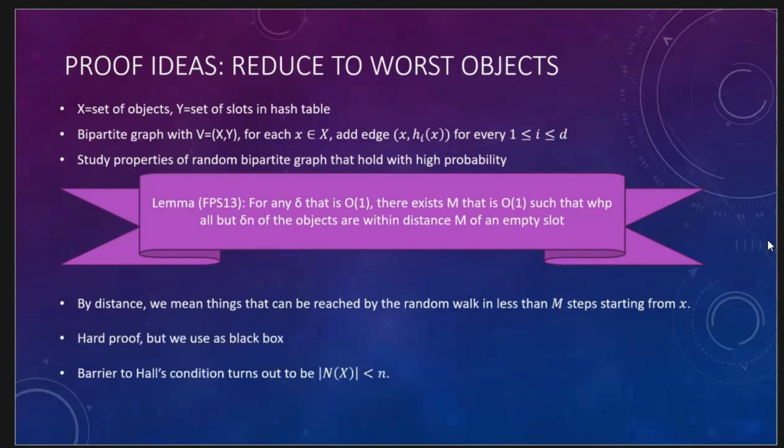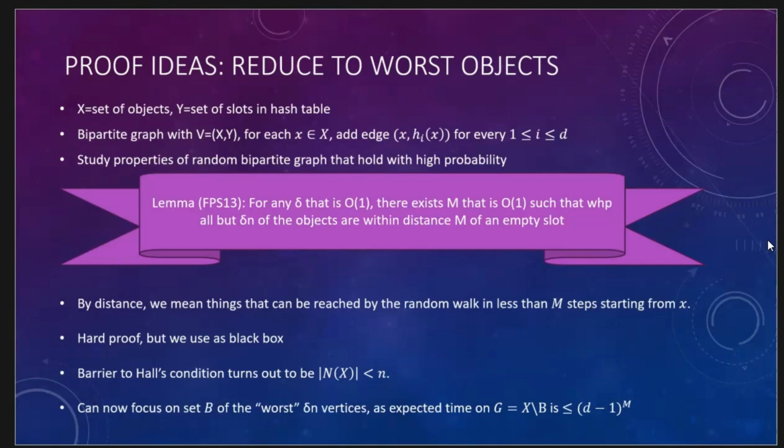So yeah, the barrier to Hall's condition past the threshold turns out to be just that nobody has any edges going to the set of not currently occupied slots. But anyway, the point of this lemma is now we can focus on only the worst delta n vertices, because if we stay on the good vertices, every time we take a step, we have a (d-1)^-m chance that we'll just get to an empty slot in m more steps. So we don't have to worry about the part of the random walk that walks around on the good part.